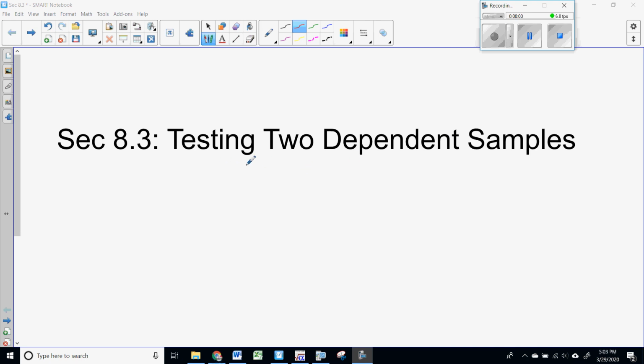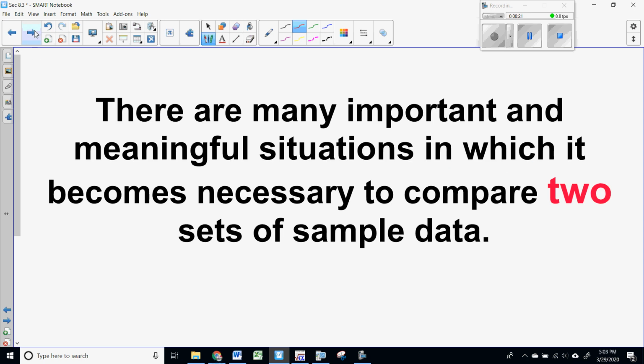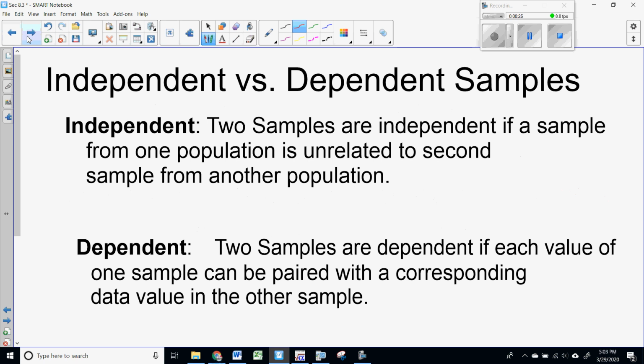In this video, we want to look at testing dependent samples. Now, in the last video, in sections 8.1 and 8.2, we talked about the difference between independent and dependent samples, and we looked specifically in the last two sections at independent samples. So let's refresh our memory on the difference between independent and dependent samples.